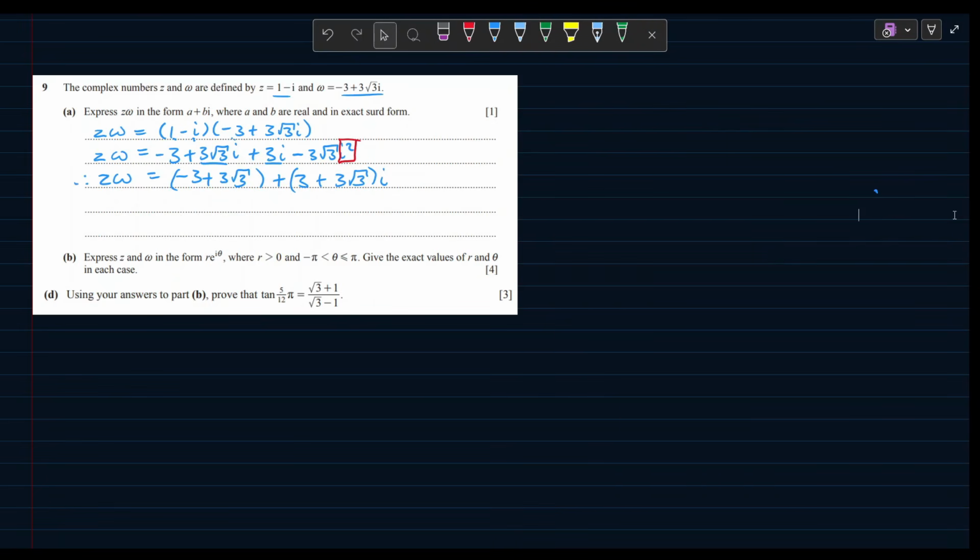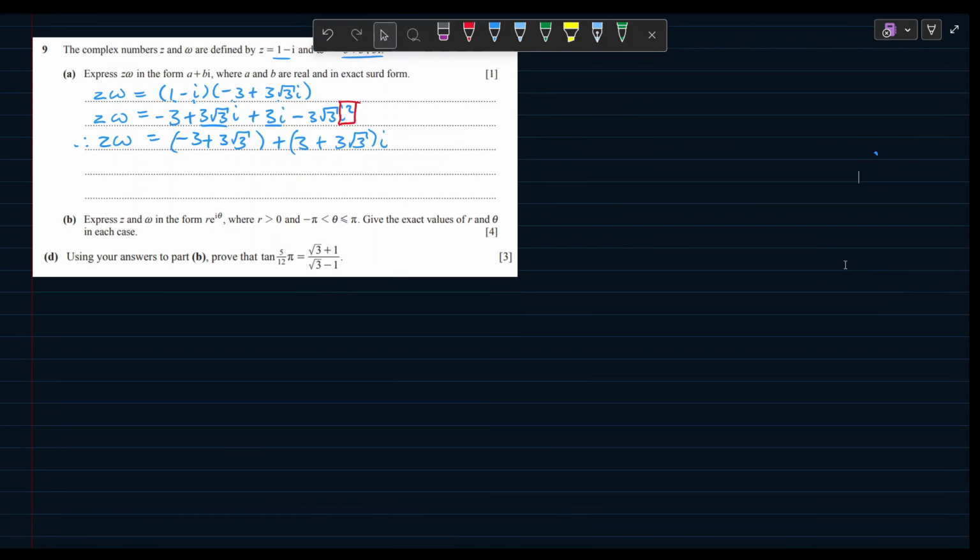So now let's move on to part B. It says express z and omega in the form re^(i theta), so Euler form, where r is greater than 0 and theta is between negative pi and pi. Give the exact values of r and theta in each case. So let's start with z. Let's find the modulus of z. So the modulus of z is going to be the square root of 1 squared plus negative 1 squared. So the modulus of z is equal to root 2.